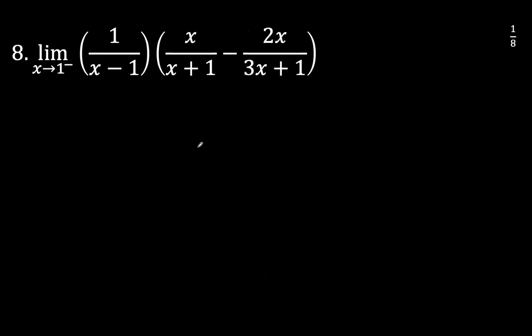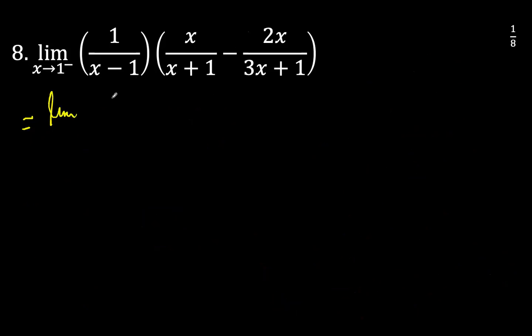And this is the last example. We have the limit of 1 over x minus 1 times x over x plus 1 minus 2x over 3x plus 1 as x approaches 1 from the left. Okay, so let's simplify this. Sorry, let's take the limit first, all right? Using the property of limit.